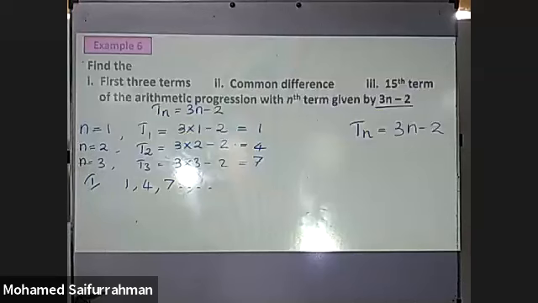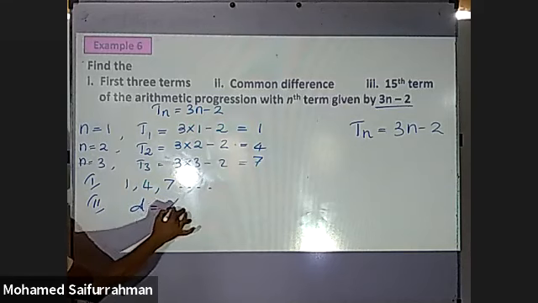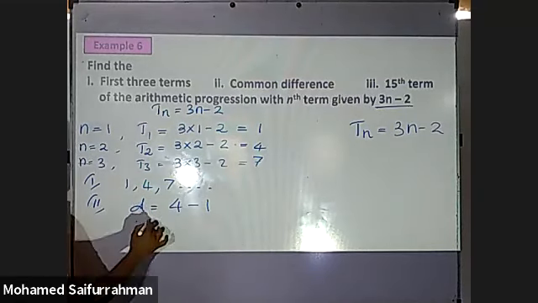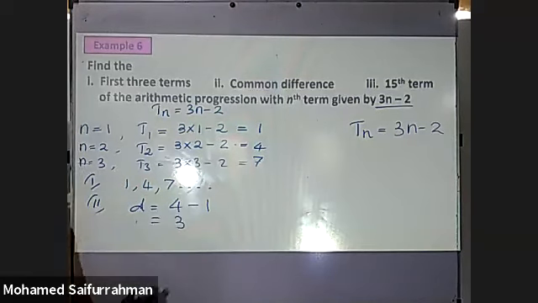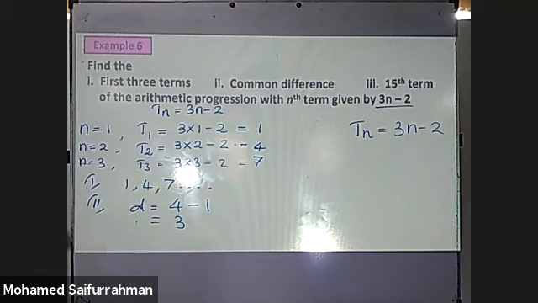What is the common difference? Students, you know how to get the common difference. Second term minus first term. 4 minus 1, answer 3. Or 7 minus 4 is also 3. So that is the first one, the second one, the third one. What is the 15th term?